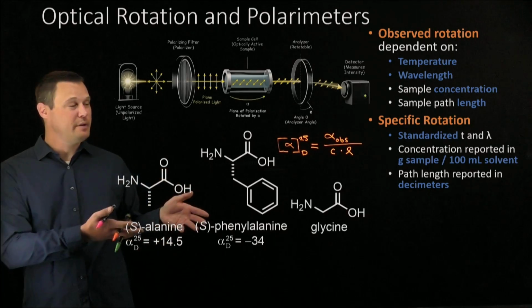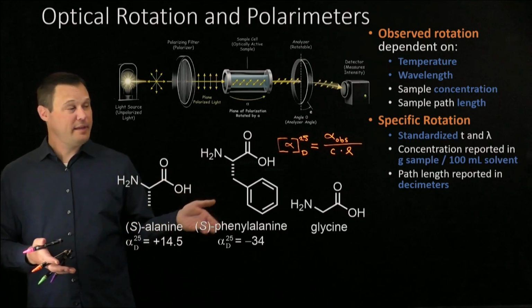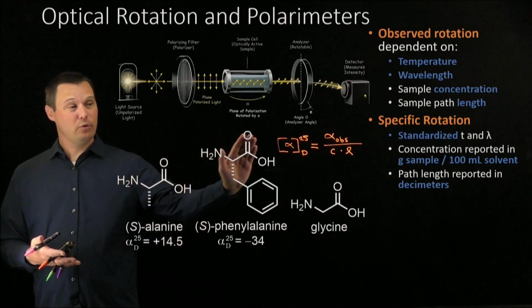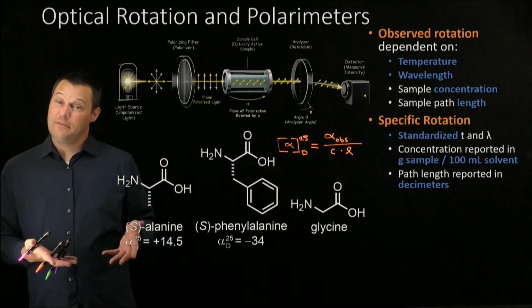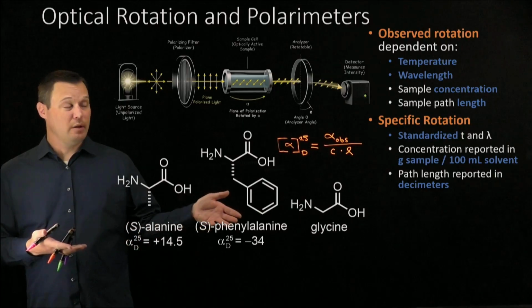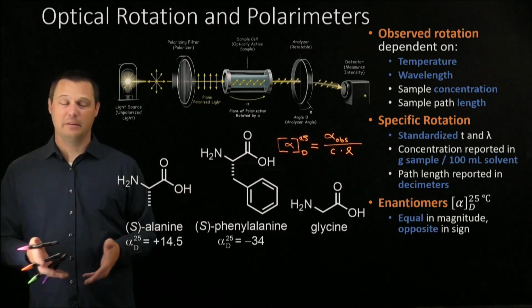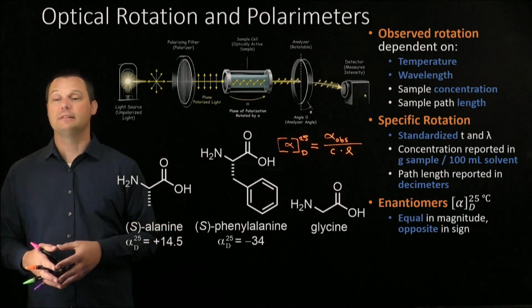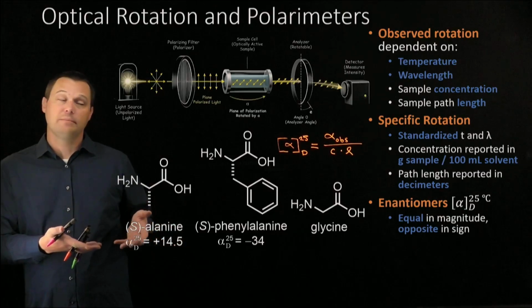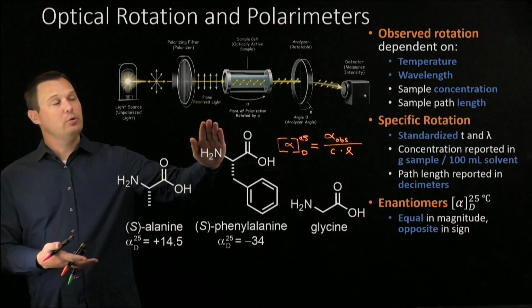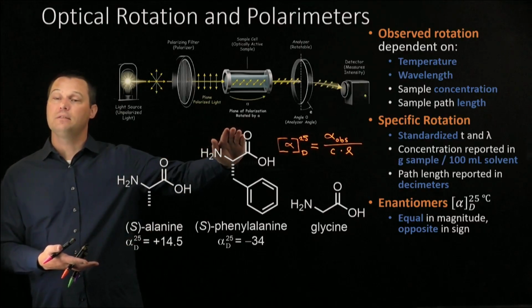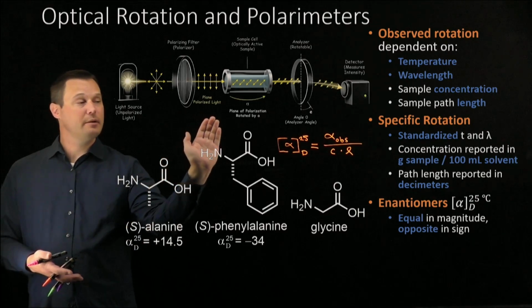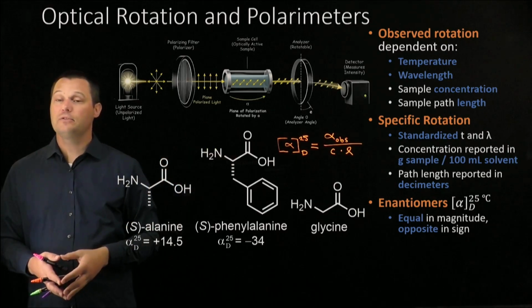One more important case to mention is achiral molecules, molecules without any stereocenters. If a molecule is achiral, it does not interact with plane polarized light in a directional way. So by definition, the specific rotation of an achiral molecule will always be zero. Finally, enantiomers have specific rotations that are equal in magnitude but opposite in sign. Hopefully that makes a little intuitive sense. If S-alanine rotates plane polarized light 14.5 degrees in the positive clockwise direction, the opposite enantiomer, R-alanine, rotates plane polarized light 14.5 degrees in the negative counterclockwise direction.